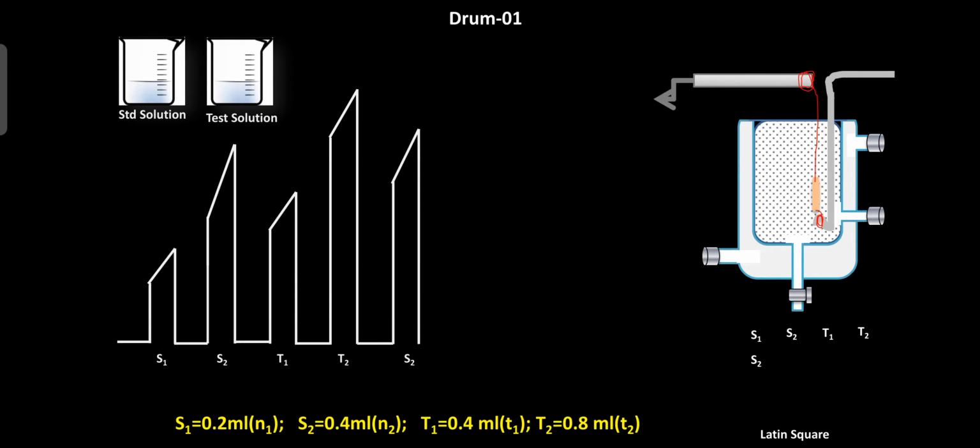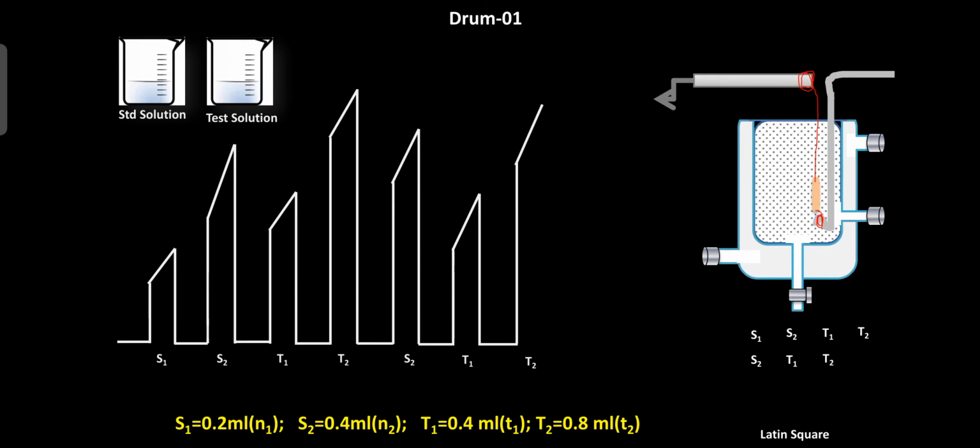Then after the washing period, record the baseline for 30 seconds, then add 0.4 ml of test solution and record responses due to additions of 0.4 ml of test solution for 30 seconds. After 30 seconds, stop the drum and change the Ringer solution. Then after the washing period, record the baseline for 30 seconds, then add 0.8 ml of test solution and record response due to additions of 0.8 ml of test solution for 30 seconds. So after 30 seconds, stop the drum and change the Ringer solution.